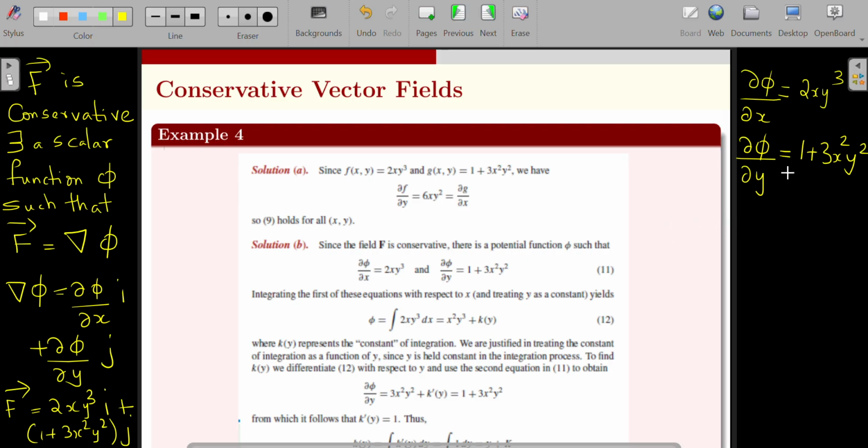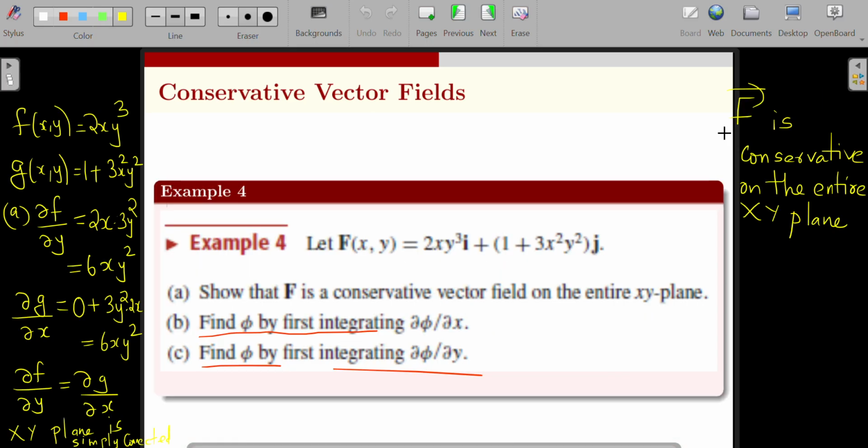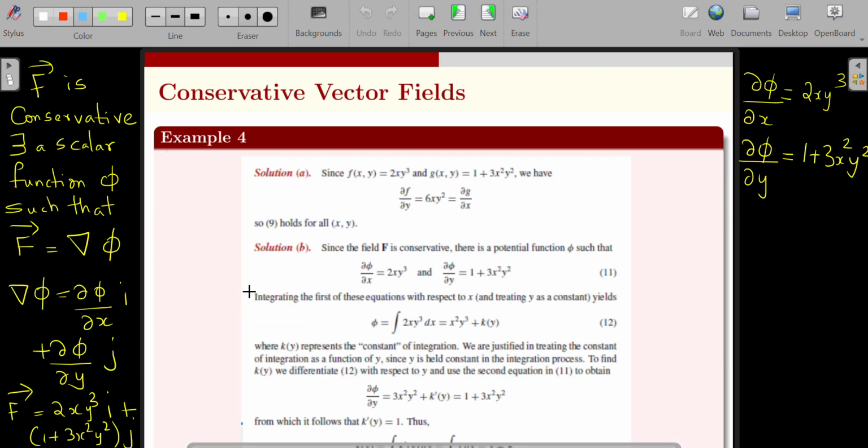Okay, so now let us look at this. We have obtained ∂φ/∂x and ∂φ/∂y. The actual purpose is to find the function φ. It is asked in the question, so we have to find the function φ. There are two methods here. We have ∂φ/∂x. You are given ∂φ/∂x, so how to get φ from ∂φ/∂x?